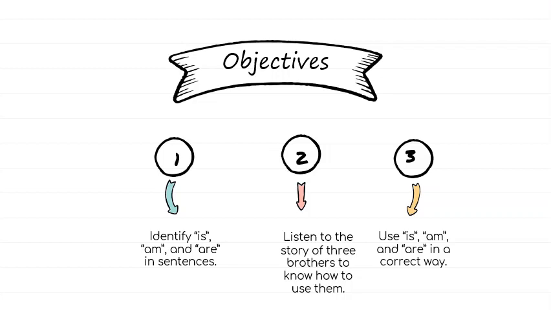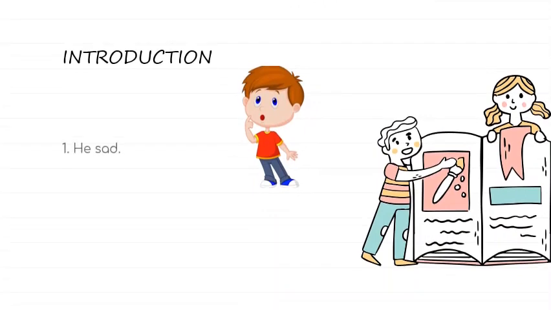Now, I want you to look at sentence number 1 and read it. Let's read it together now. He sad. Do you think this is a correct sentence? No, it's not. There's something missing in this sentence. Can you guess it? It starts with a sound.